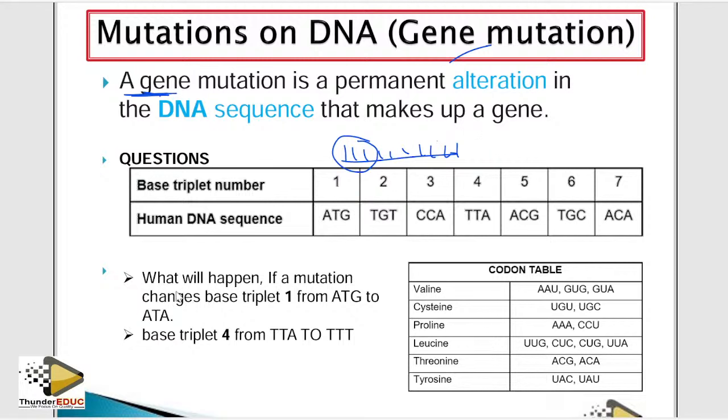So what will happen if a mutation changes from triplet number one, ATG, to this triplet? Look, there's something you need to look at. This codes for the same amino acid as this, then the protein will not change.